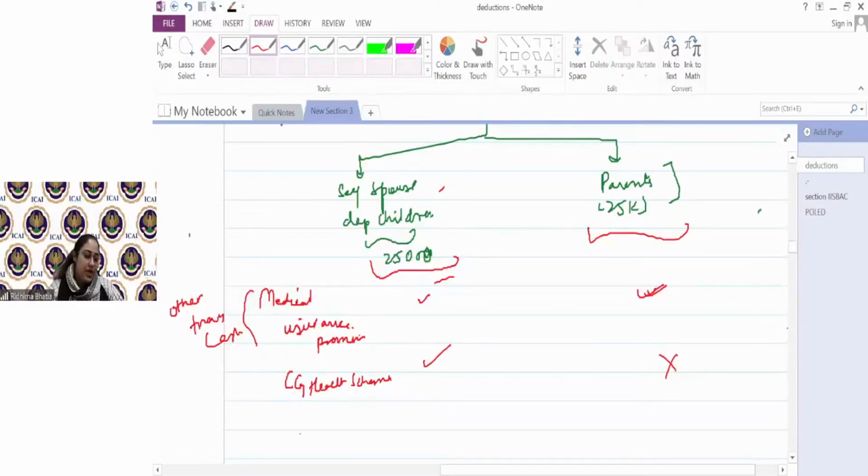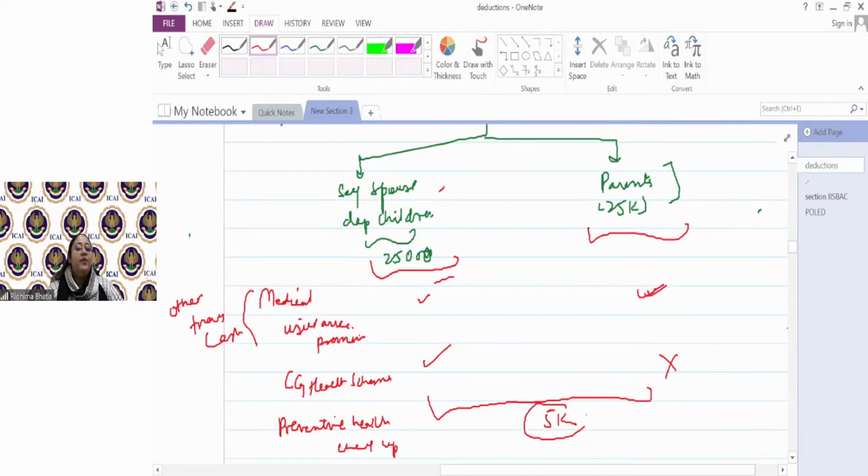Okay guys, one more thing is there that is called preventive health checkup. Everything is coming under the limit of 25, 25 respectively. Preventive health checkup is allowed in combined 5,000, but it should be within that 25, 25 limit. I can claim in combination 5,000, and this, guys, can be paid in cash also.